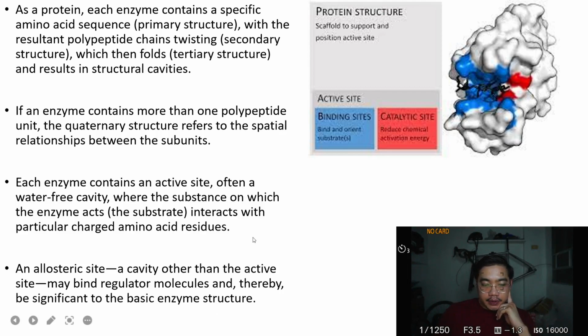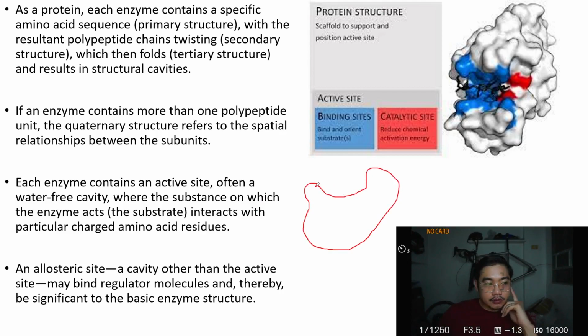So, remember that your enzymes are proteins and they have this 3D shape. And in this 3D shape, they usually make a cavity. And this cavity is lined by their amino acid residues. These specific amino acid residues hold a different charge, so they are making a specific combination based on the charge.